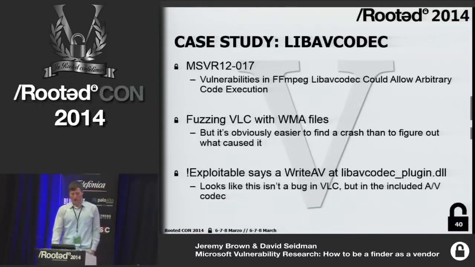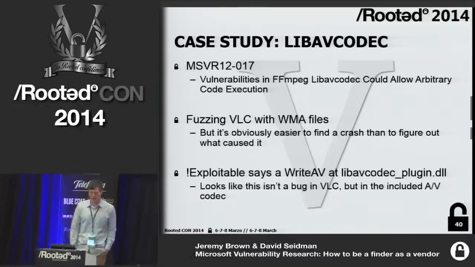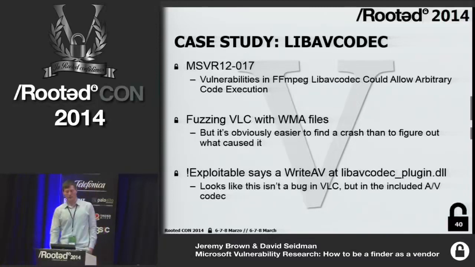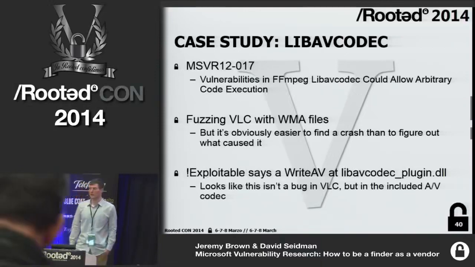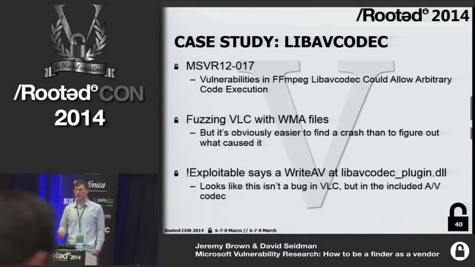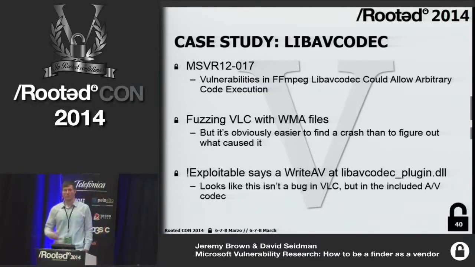So libav-codec, it's MSVR 12017. It's available on the website if you want to look it up. This was found by fuzzing VLC with WMA files. Sounds pretty painless, right? Obviously, easier to find the crash than figure out what caused it. It's pretty easy to just run a fuzzer against a target, assuming there's not a lot of setup involved, find a bunch of crashes, and just ship them to a vendor.